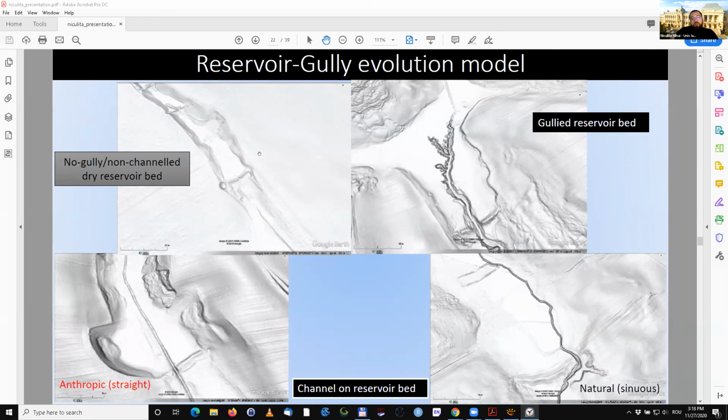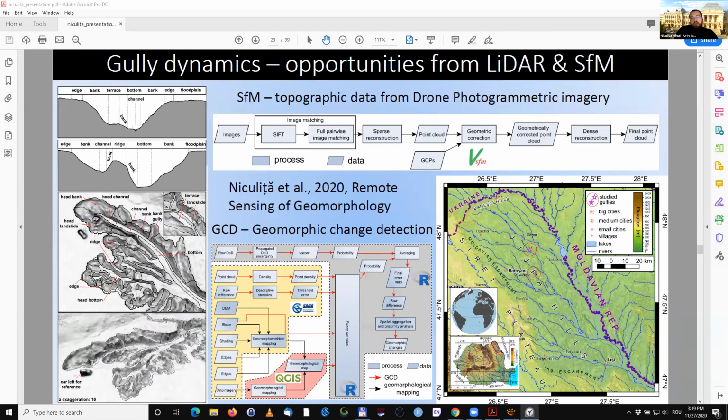But we also were able to establish an evolution model. We have reservoirs which are not gullied, but they are dried. They have a relatively flat bottom, and they were cut in the central area. Sometimes people create straight drainage ditches in order to drain the area to use it as a pasture. Sometimes there is enough discharge for the river to evolve and create a natural sinuous channel, or we can have gullies.